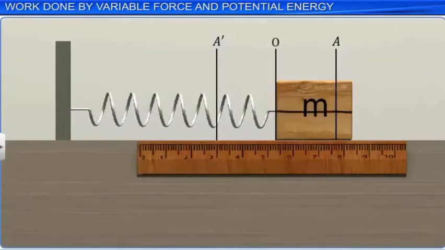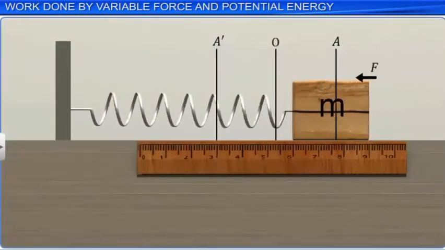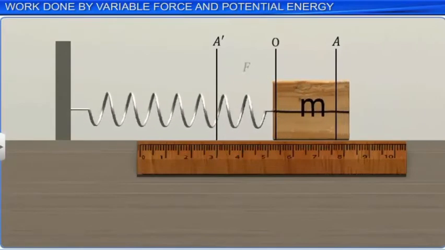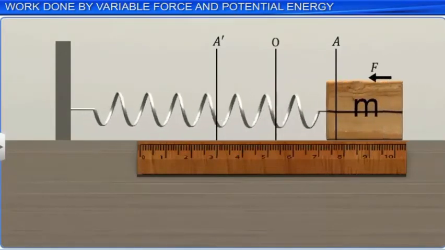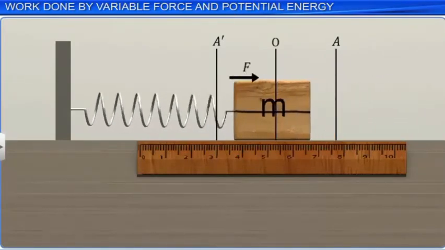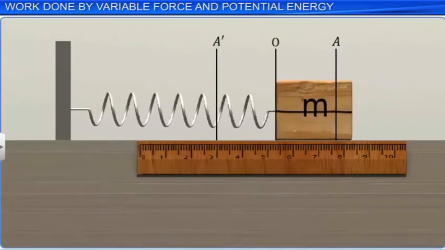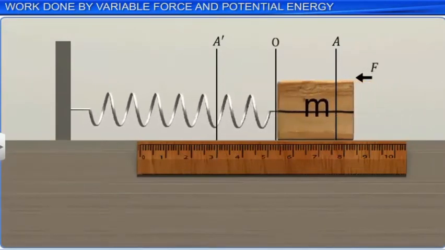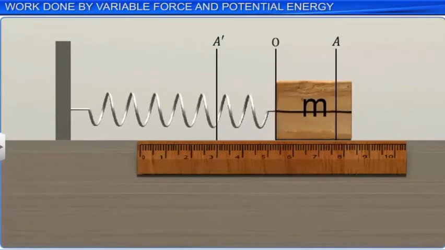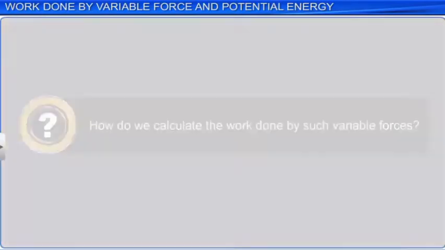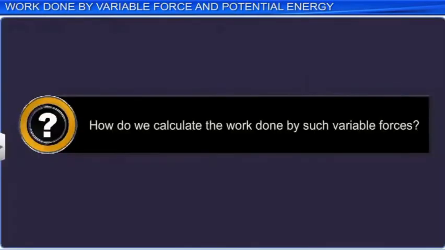As the spring oscillates between the extreme positions O and A, the restoring force on it keeps changing with the displacement from the mean position. This is a variable force on the spring. How do we calculate the work done by such variable forces?